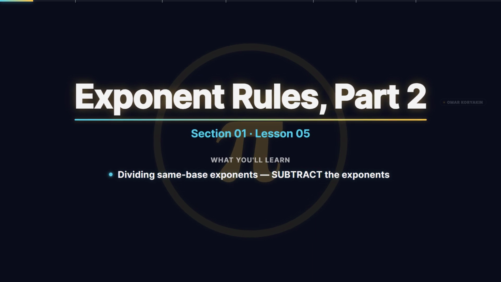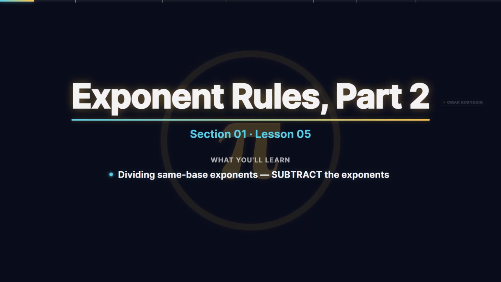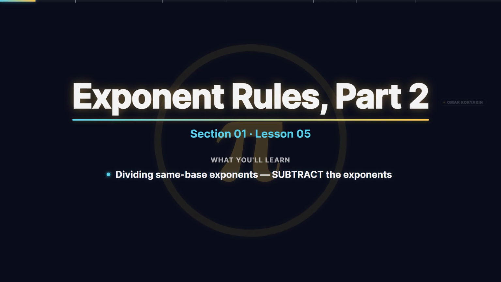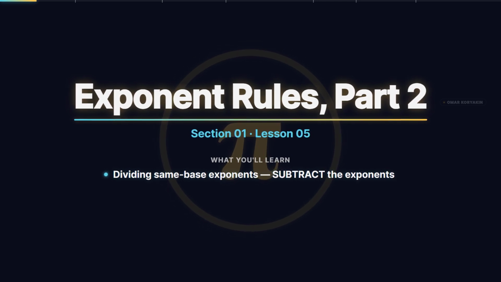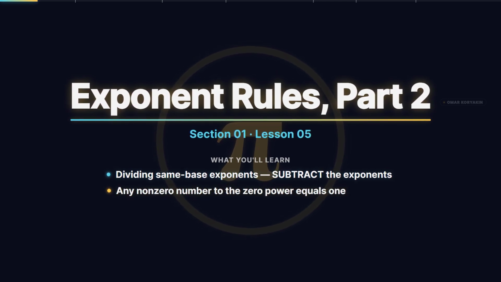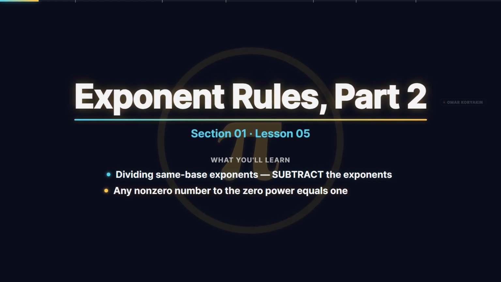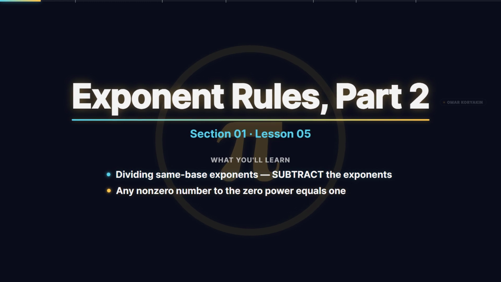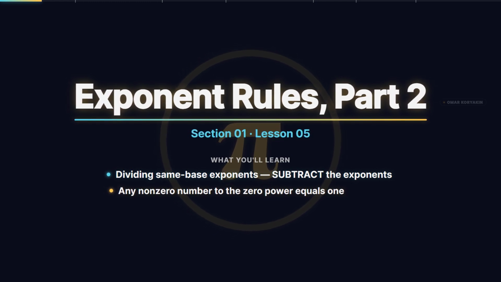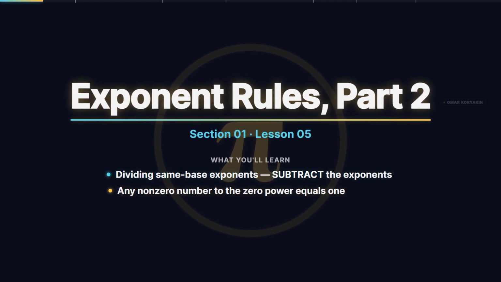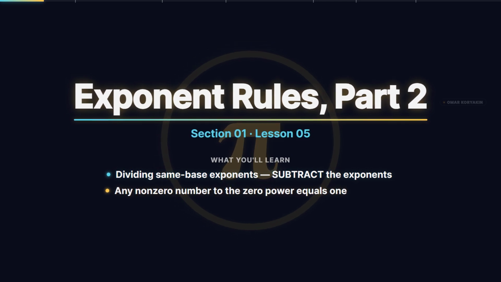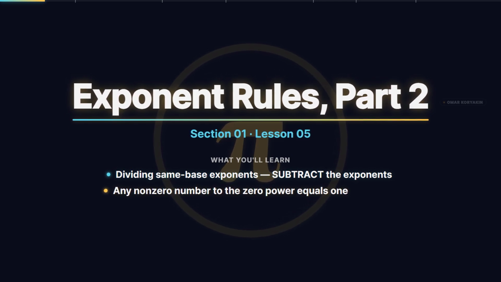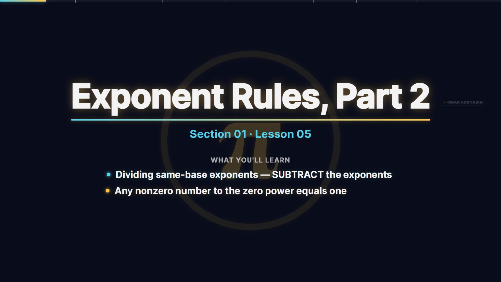First idea on the board. When you divide two powers of the same base, you subtract the exponents, you do not divide them. So x to the 7th divided by x to the 4th equals x to the 3rd, because 7 minus 4 equals 3. The reason is the same kind of geometry that gave us the product rule. The bottom of the fraction cancels its share of x factors against the top, leaving a smaller power of x.